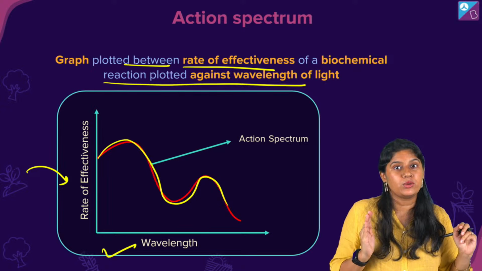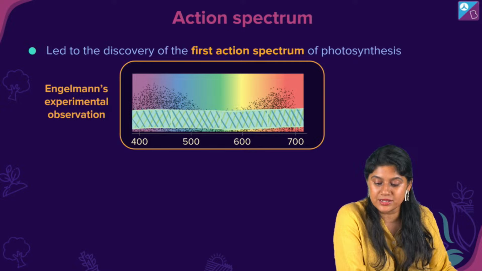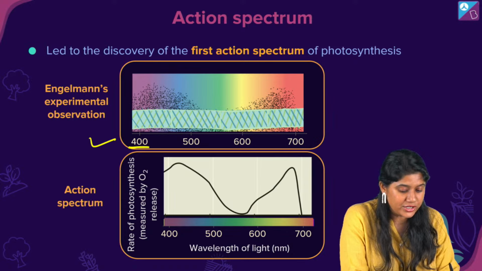So, hume kahan pe pata hai? Red pe hai and blue pe hai. Yes, red pe hai aur kahan pe hai? Blue pe. So, how we will represent this in a graph? This is how we will be able to represent it. 400 to 700 nm, right? So, we will have the graph over here.